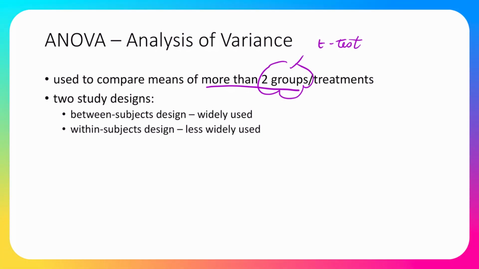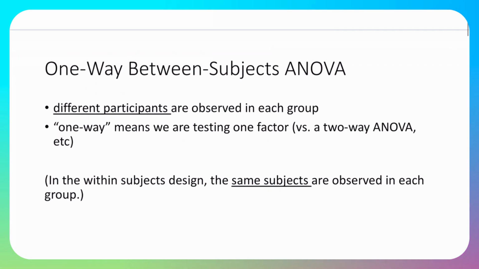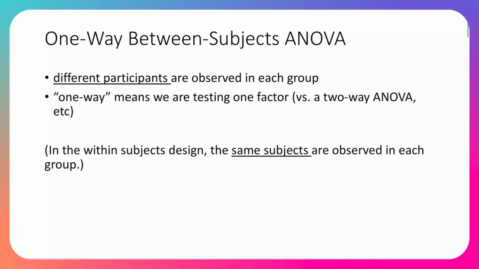Now, there's two kinds of study designs, like I mentioned before. The between subjects design, which is quite widely used, and the within subjects design, which is less widely used. And when we go over the difference between them, I think you'll see why the first one is more widely used than the second. So in the first one, the between subjects ANOVA, it's really important to note that different participants are observed in each group. Each subject is a member of only one of the groups.